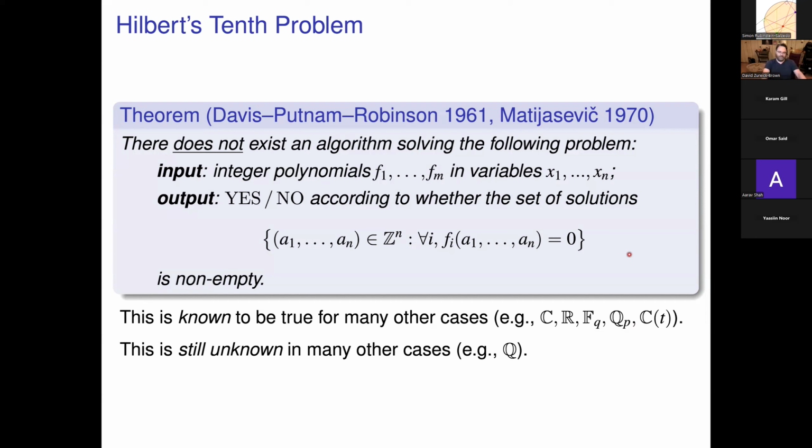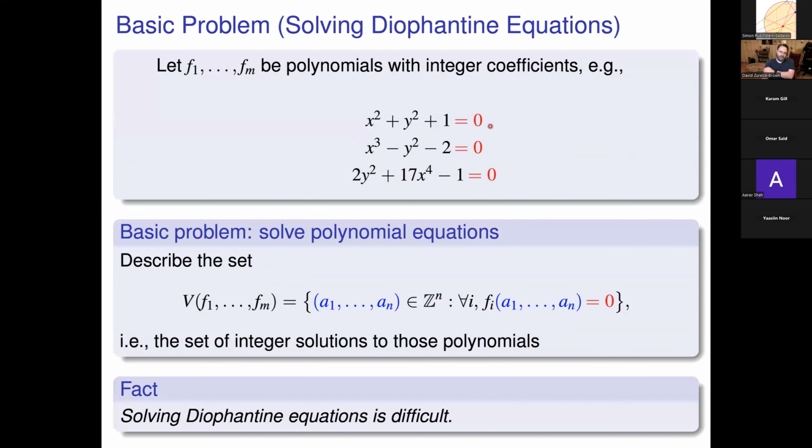By the way, this problem, a lot of people say, wait, why isn't brute force an algorithm? So for example, for this first equation, one day it may find a solution. If you try 0, 0, 0, 1, 1, 0, and it finds a solution, then you've found it. But maybe there's a solution that you never find.